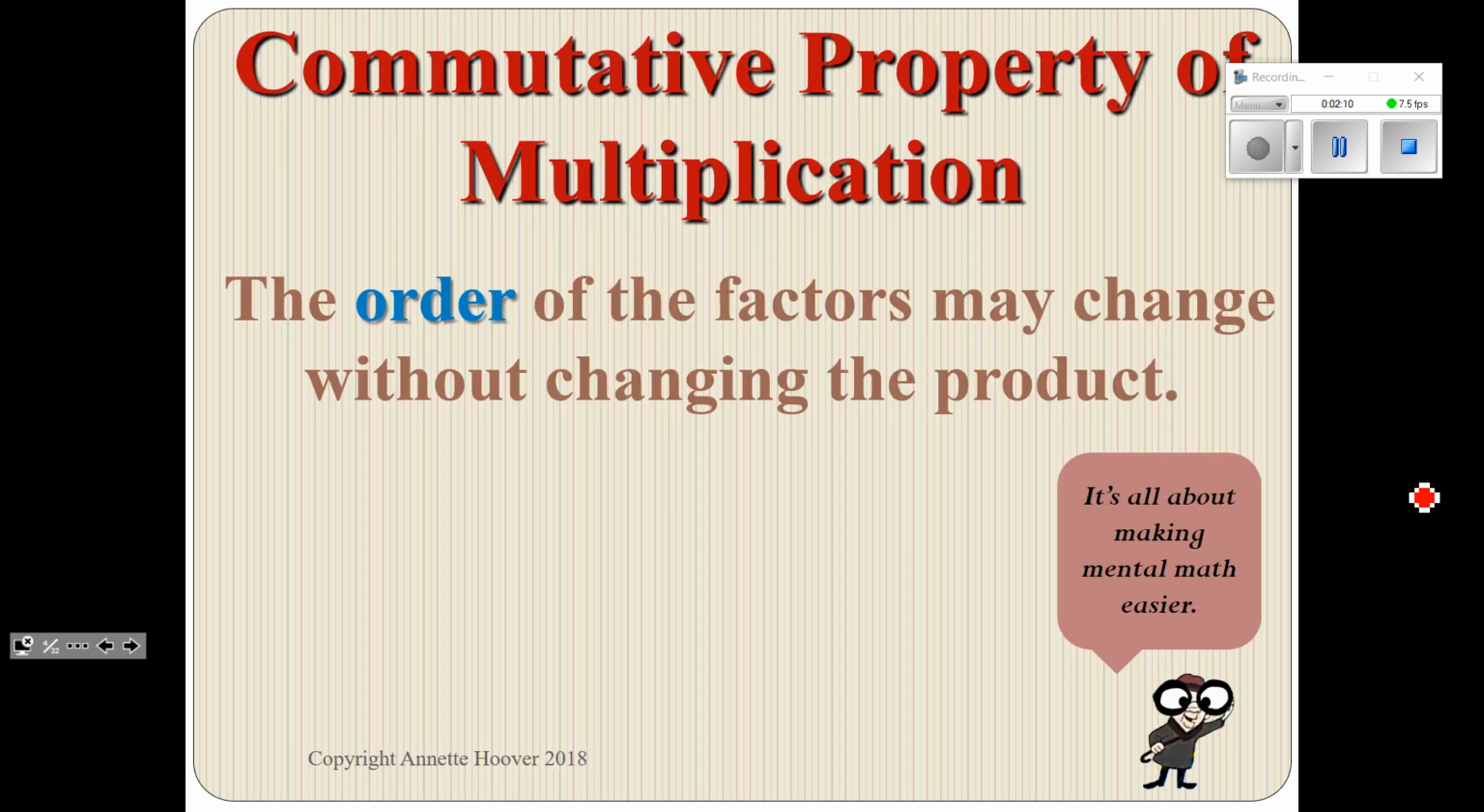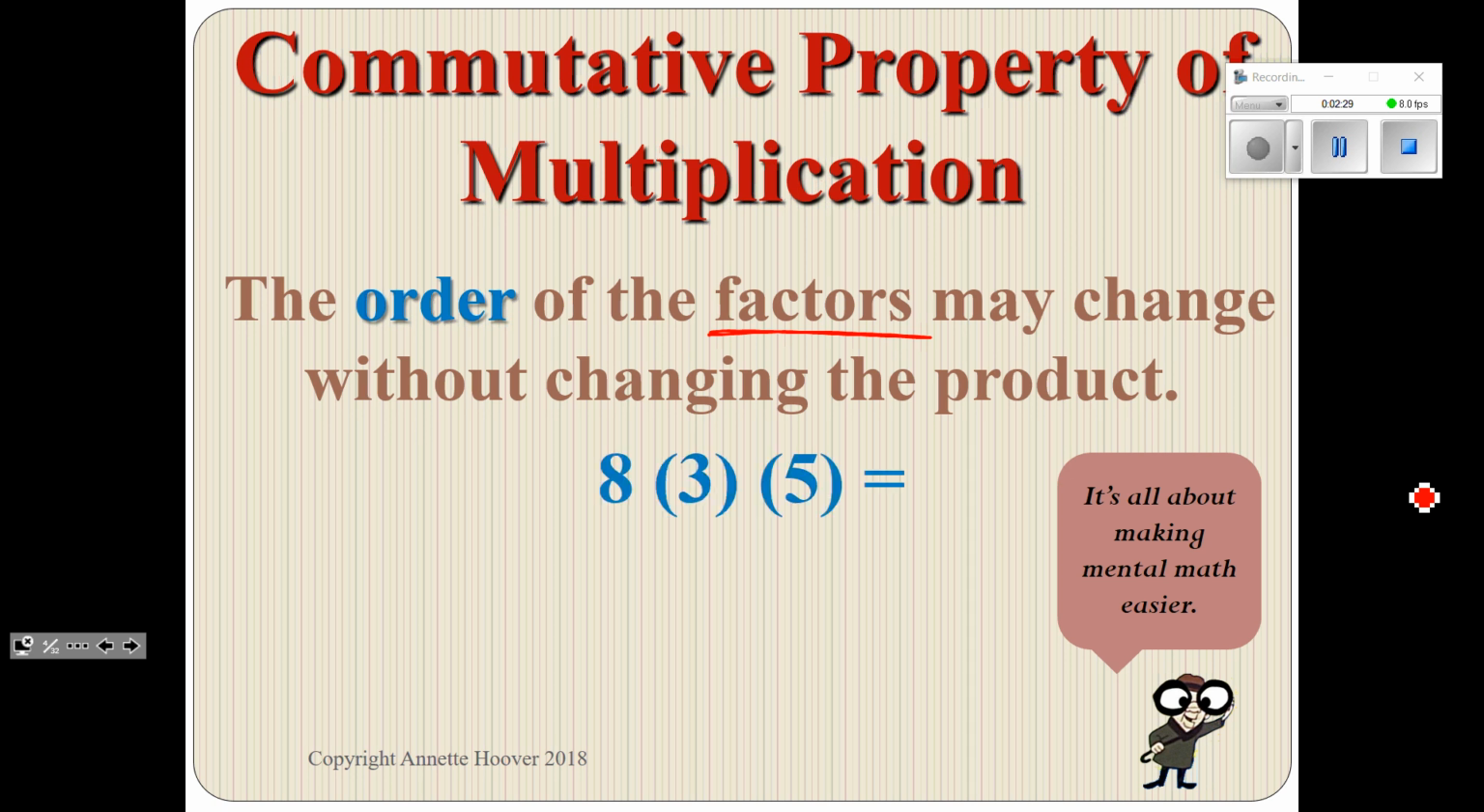This also works for multiplication. The commutative property of multiplication states that the order of the factors, because factors are the numbers that are being multiplied, may change without changing the product. Again, this helps mental math be easier.